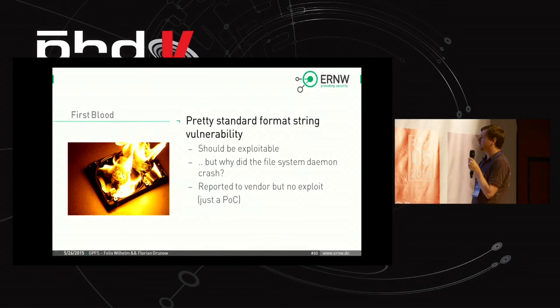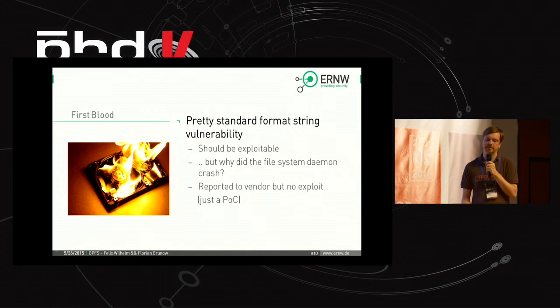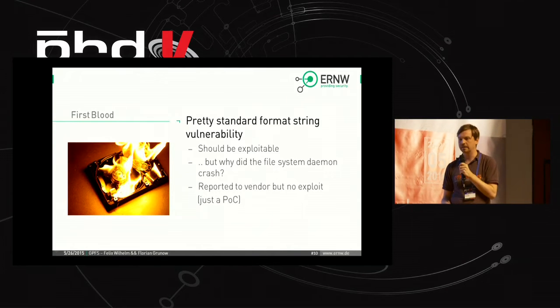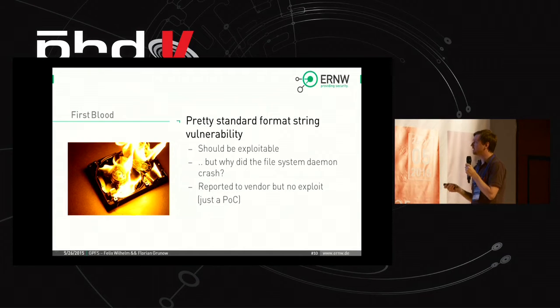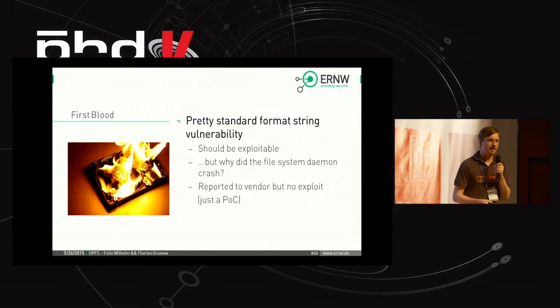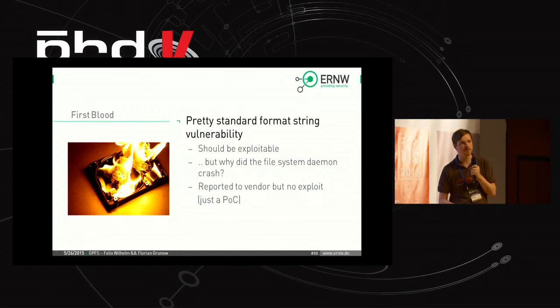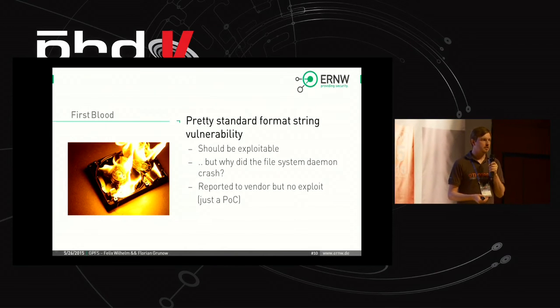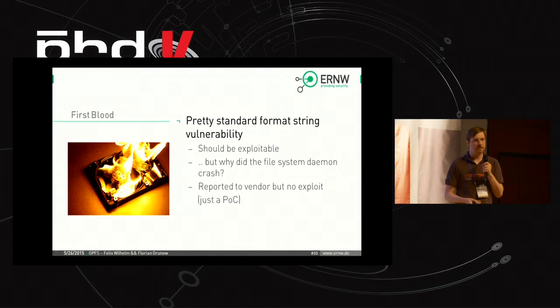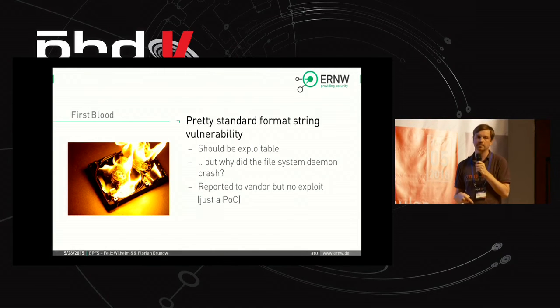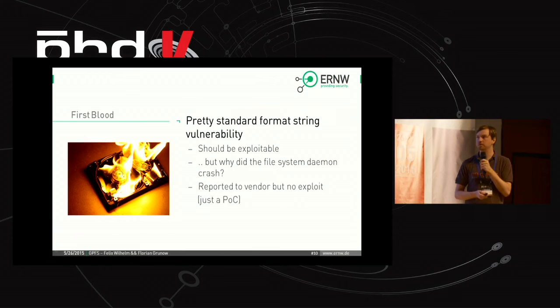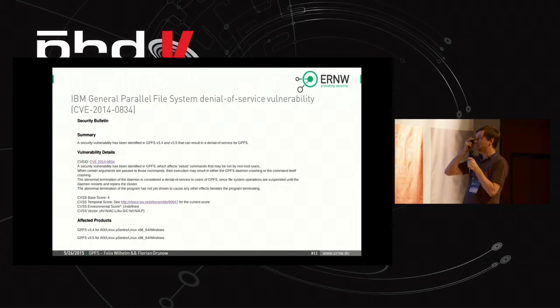So what we did, first of all, because the people that we were pen testing put a little pressure on it, was report this vulnerability instantly to IBM, but we did not submit an exploit. We just used the proof of concept that basically had the memory corruption or the format string in it, and showed that we were able to crash the file system daemon, and this looks like a classic format string vulnerability. So they put out a CVE.